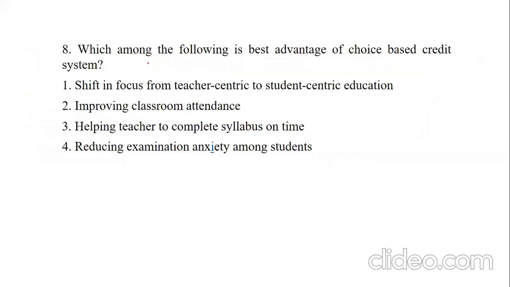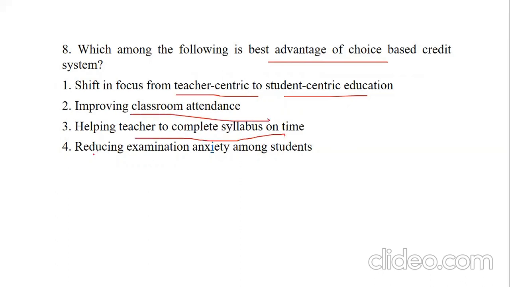Then the next question is, which among the following is the best advantage of choice based credit system? That is choice based. Okay, shift in the focus from teacher centric to student centric. We have done one of these questions in the last video also, so just recall that. Okay, improving classroom attendance, helping teacher to complete syllabus, reducing examination anxiety, that is fear.